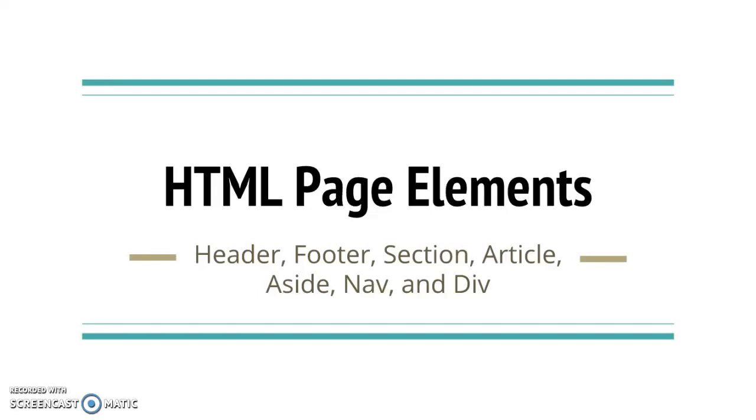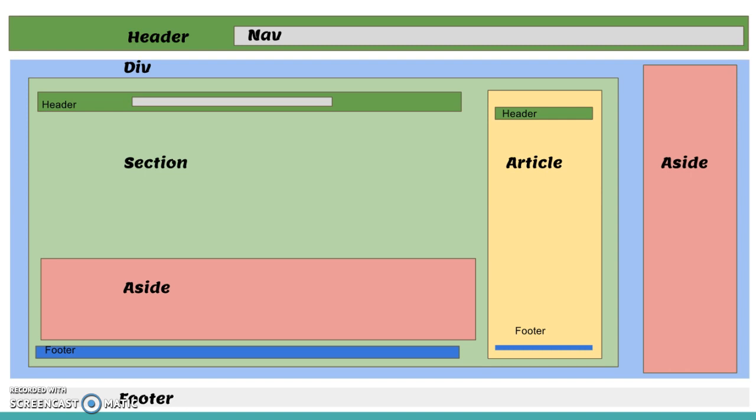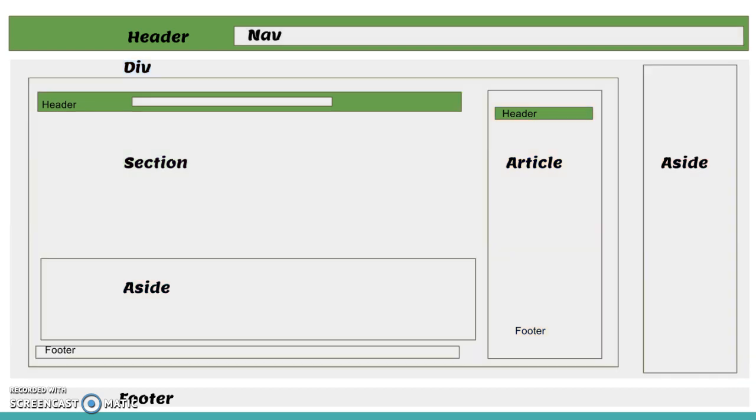Hello, this is Dixie Cravens talking to you today about HTML page elements, specifically header, footer, section, article, aside, nav, and div. Here I have an example set up in a simple wireframe to show how these things might be used. I'm going to go through them one by one and then show you a working example of a blog that I like and talk about how she uses them in her blog.